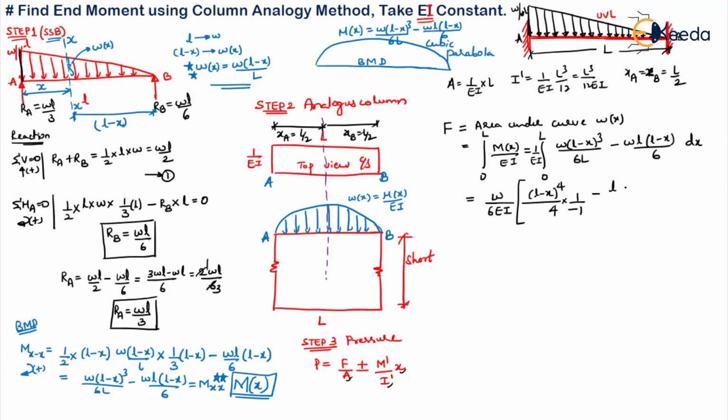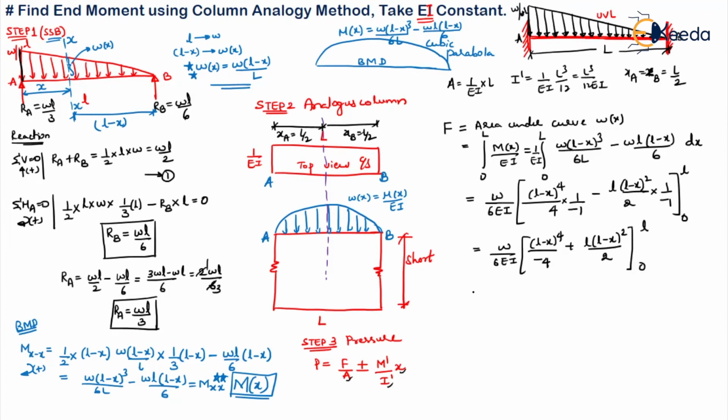Okay, so this will be what? (L − x) whole square by 2 into 1 by −1. Understood? So limit 0 to L. So let me do the simplification. W by 6EI, that's (L − x)^4 by −4 plus L into (L − x) whole square by 2. This minus into this minus will become plus.